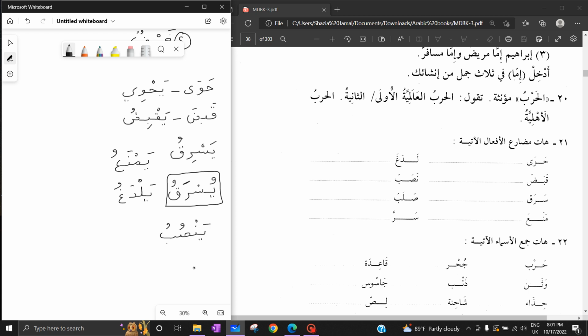Salaba is, salab is actually the cross. Okay, salaba, to crucify. So it will be yaslubu. This verb is in the Quran. You will come across this. Yaslubu. And sarra. Sarra is to make someone happy. So yasurru, okay, to make happy. So these are the fail mudare words.